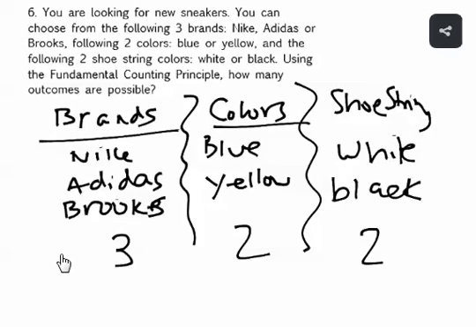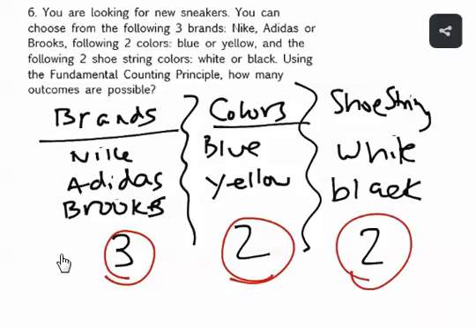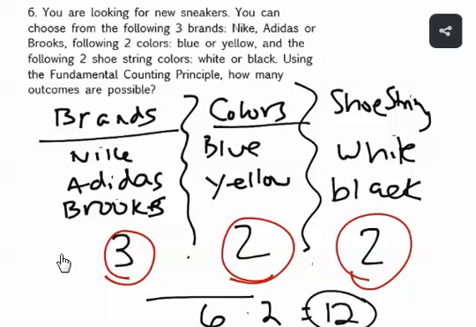So, using the fundamental counting principle, which says I multiply all the events or choices, I'm going to say, well, I have 3 choices here, 2 choices here, and 2 choices here. All that I'm going to do is multiply them. 3 times 2 times 2. So, 3 times 2 is 6, times another 2 is 12. My answer would be there are 12 possible outcomes for these new sneakers.